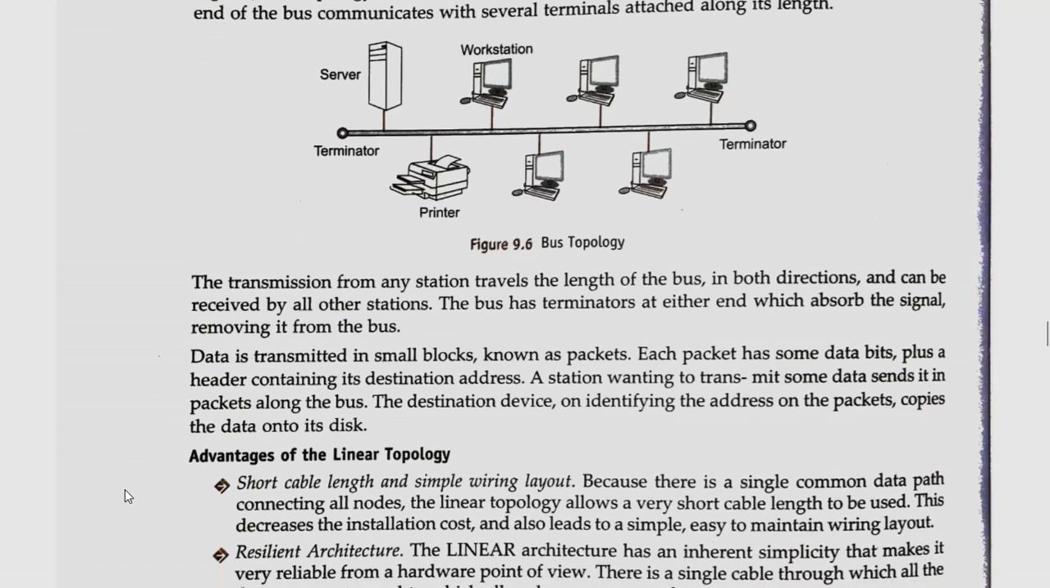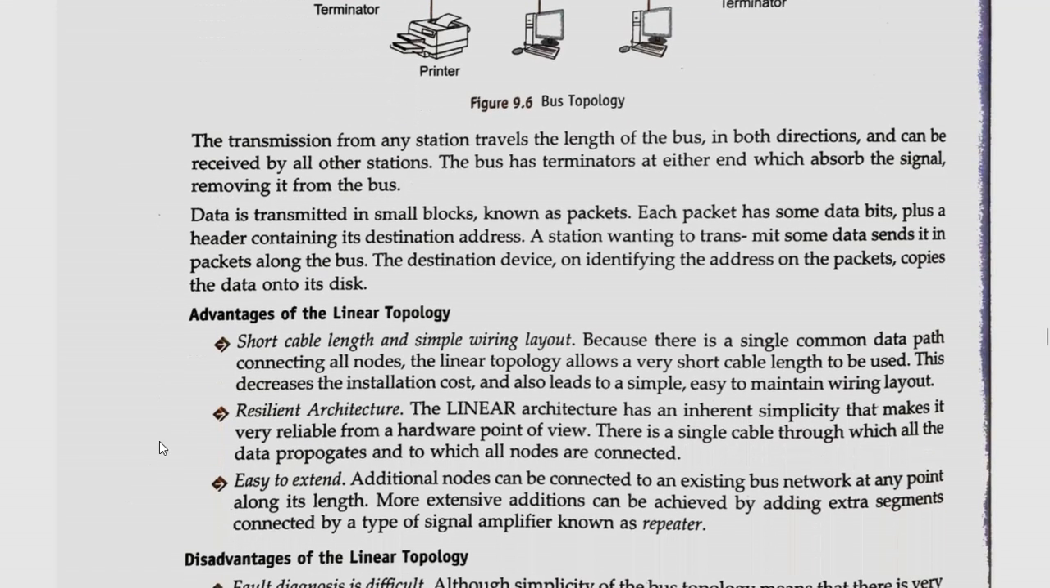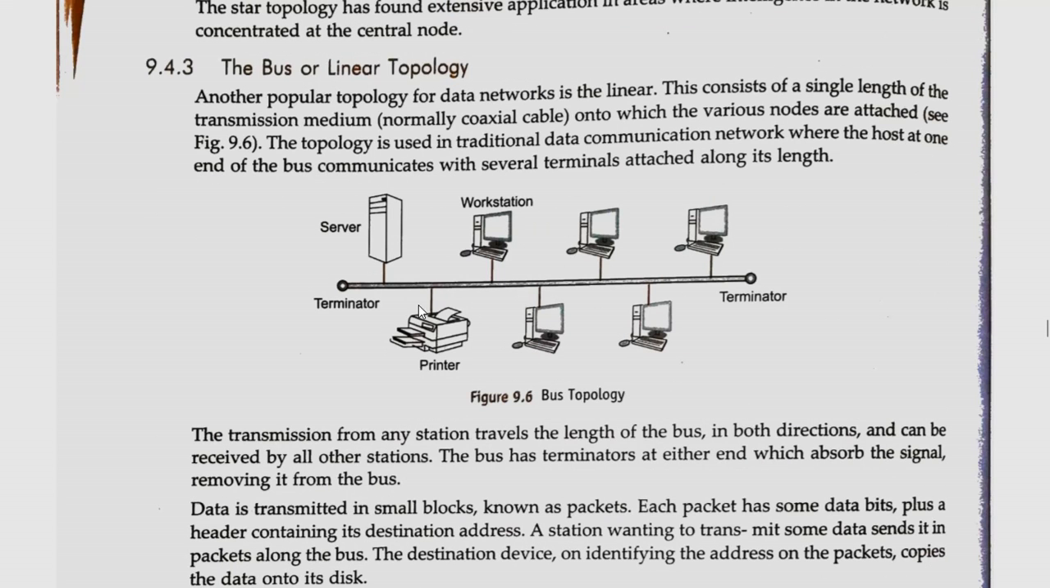So the advantages are the short cable length. Obviously, there is a single node in the center, and the rest are joined with a small cable. So it is going to minimize the cable length. And a simple wiring layout. Because there is a single common data path connecting all nodes, the linear topology allows a very short cable length to be used. Second thing is the resilient architecture. The linear architecture has an inherent simplicity that makes it very reliable from a hardware point of view. There is a single cable through which all the data propagates and to which all nodes are connected. Now all the things are dependent upon this central cable.